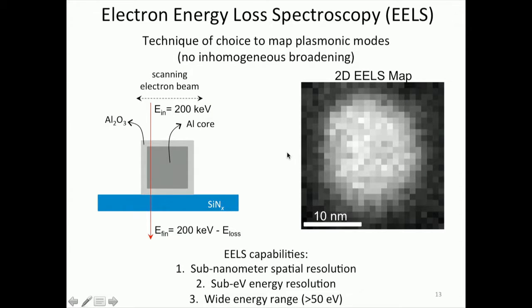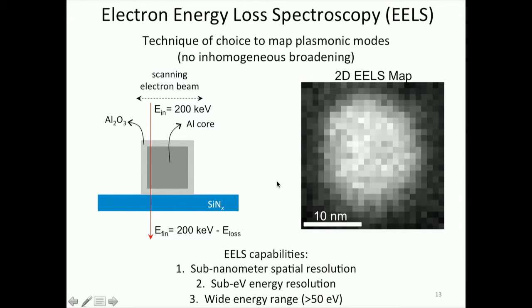So here I show you at the right a 2D map. At every pixel in this 2D map, I have one different electron energy loss spectrum, or EELS spectrum. So I could see how the spectrum changes as a function of position, or as a function of how close I am to the edge or the center of the particle.